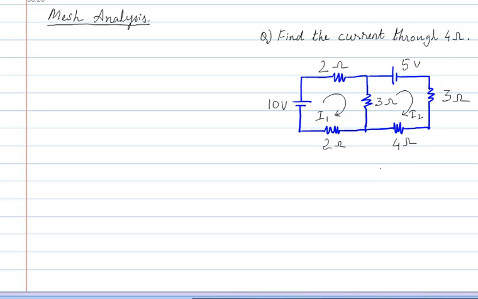So now I will use KVL for writing the equation of the mesh analysis. So let's do it. KVL at mesh 1. We already know how to write KVL. So this is positive and this is negative because of the polarity of the battery. Next, I1 is flowing in this direction. So the current entering is positive, the current leaving is negative.